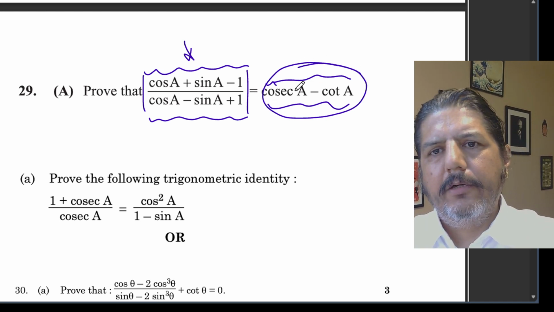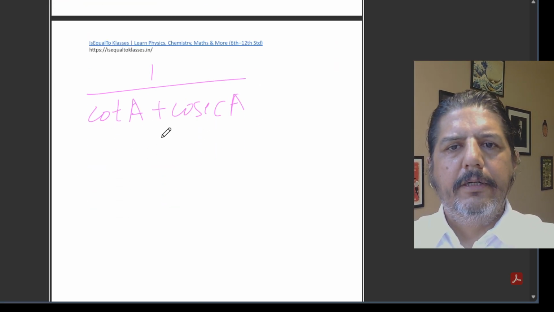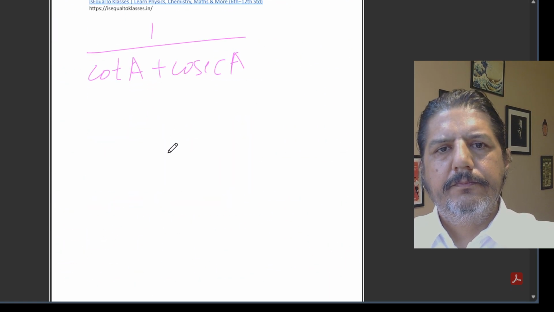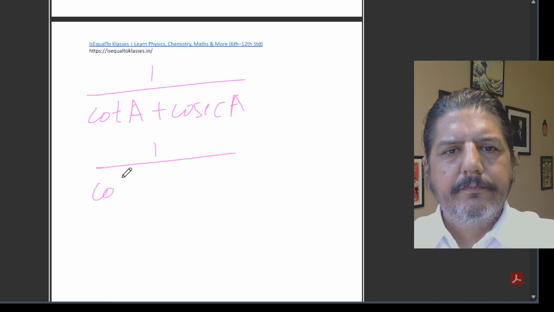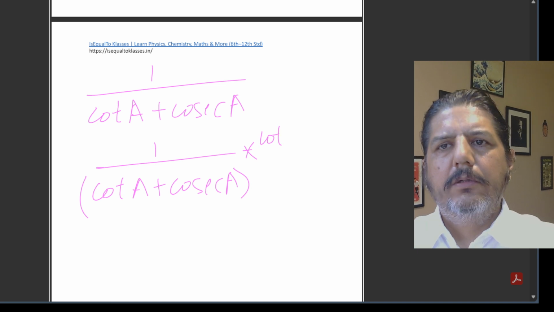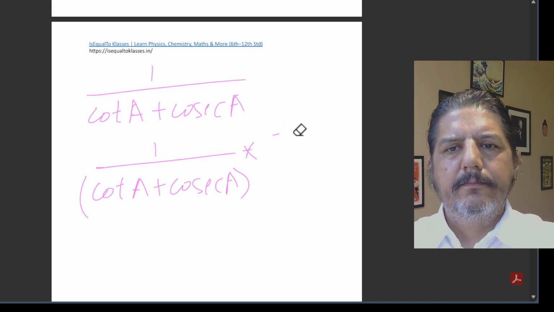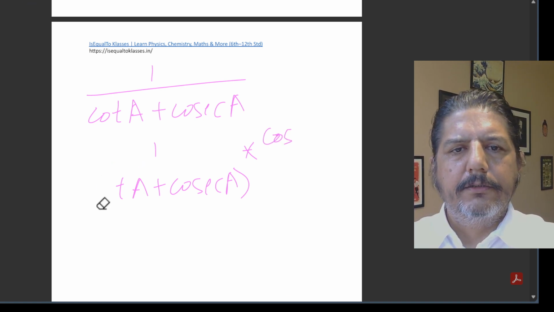What is it that I require on the right hand side? It is cosec A minus cot A. So let me write this as 1 upon cot A plus cosec A multiplied by cosec A, otherwise I'll run out of space.